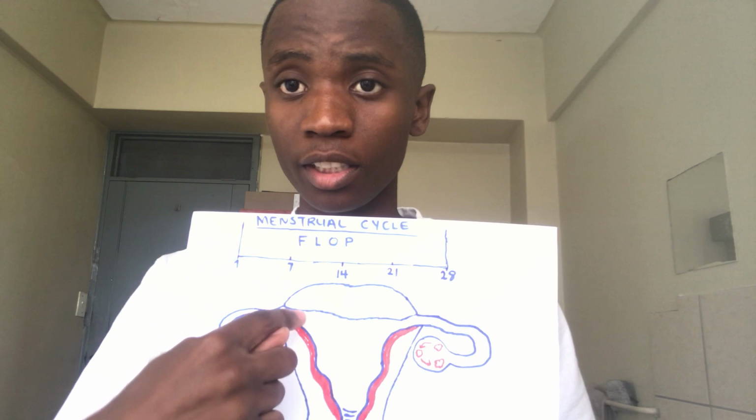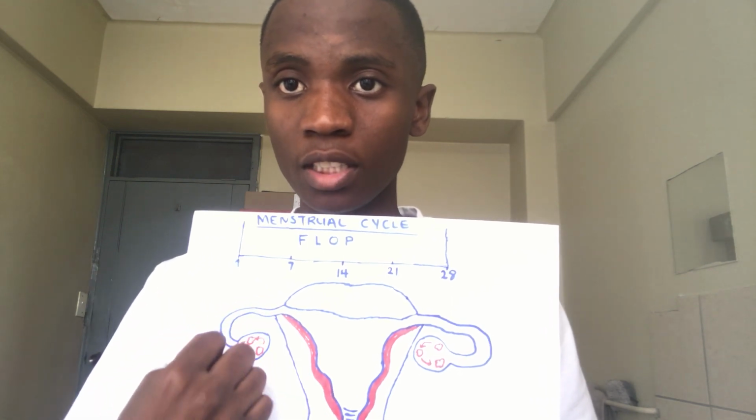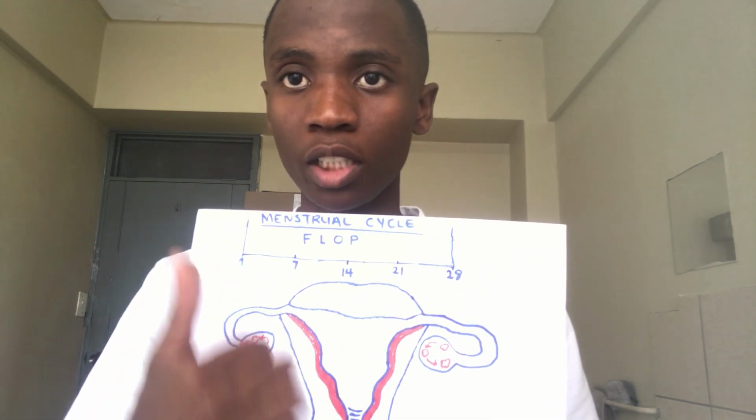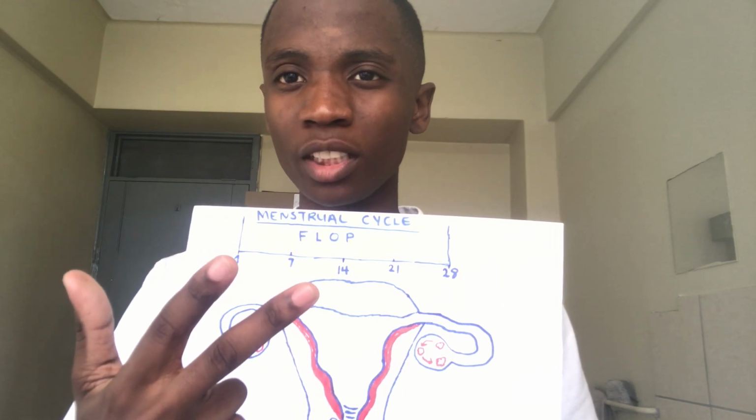I think I've explained what happens in the ovary from day 7 to day 14, whereby the Graafian follicle secretes the what? The estrogen, and this estrogen makes the endometrium wall more glandular, more vascular, and more strengthened. I hope you can understand, guys. Let's move to day 14 right now.